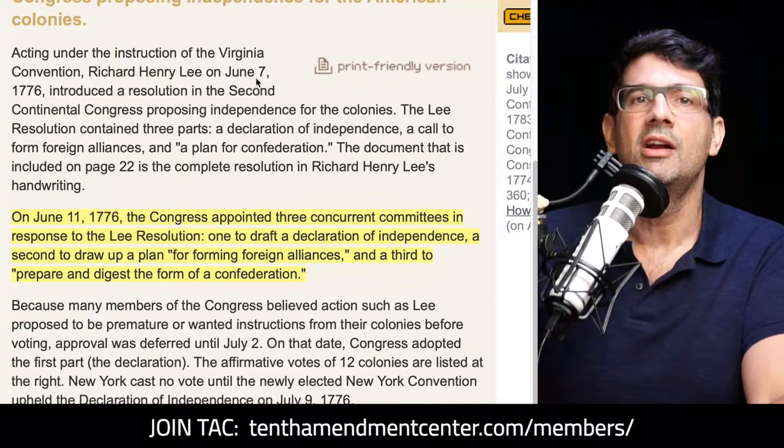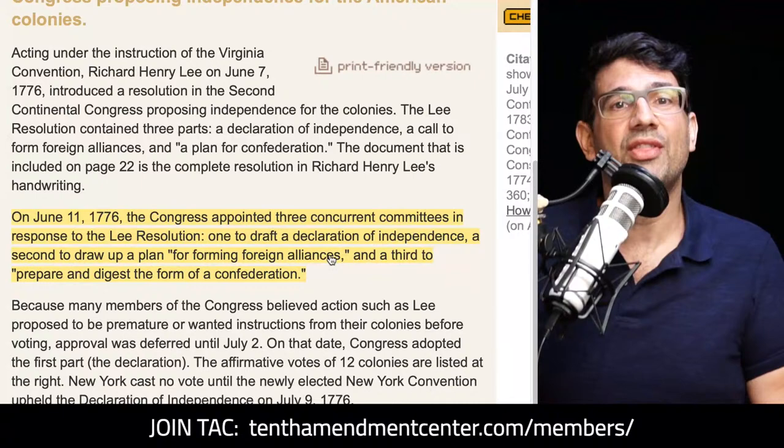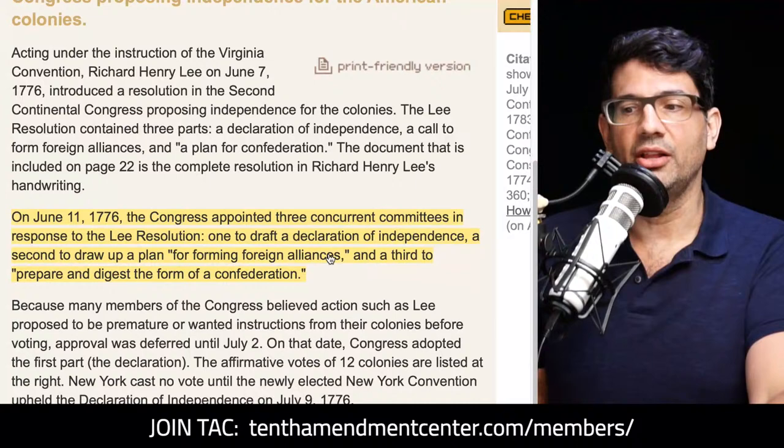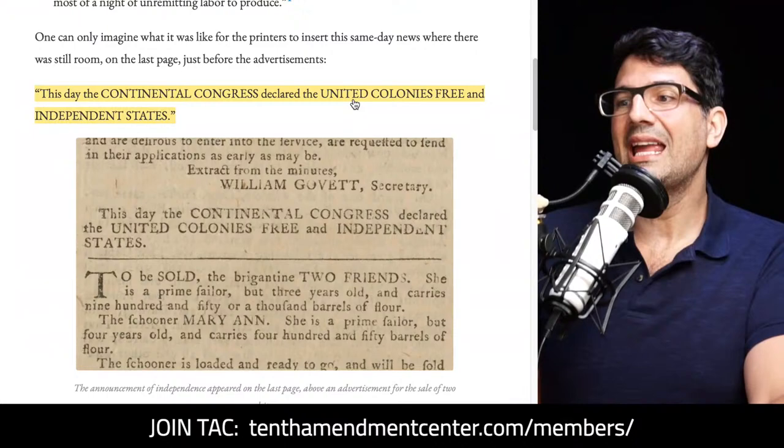So this other committee to draft the Articles of Confederation was headed by John Dickinson, but it was one delegate from each state or each colony. So that was to prepare and digest the form of a confederation. But when it came down to a vote, actually, New York had to abstain.